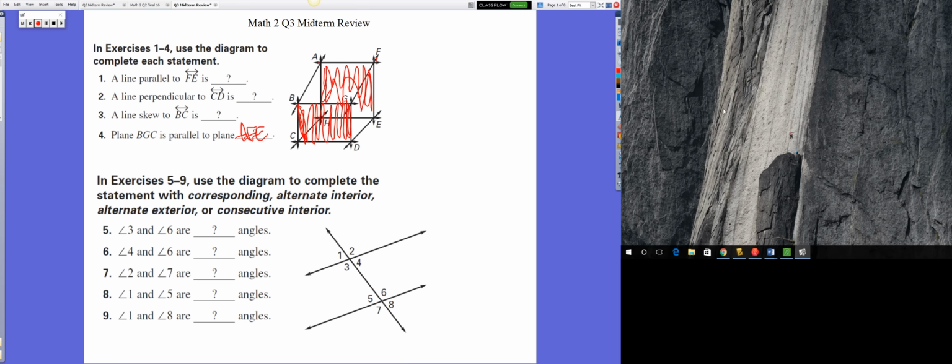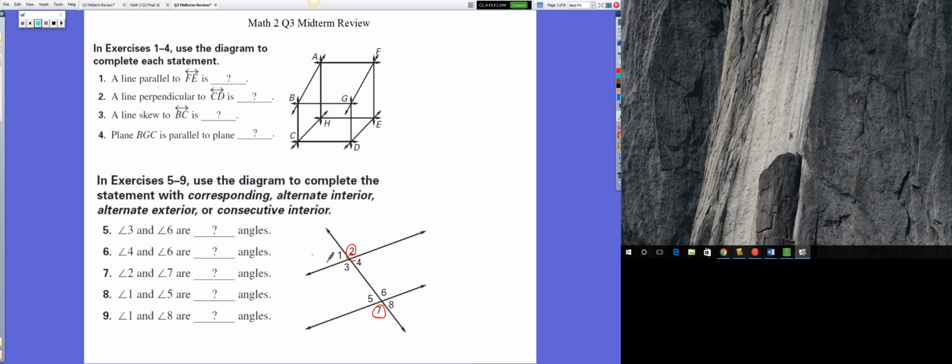Okay, number 5, 6, 7, 8, 9. Just name the relationships. So 3 and 6. Those are alternate interior. 4 and 6. They're on the inside, so they are interior, but they're on the same side, so they're consecutive interior. 2 and 7, they're alternate exterior.